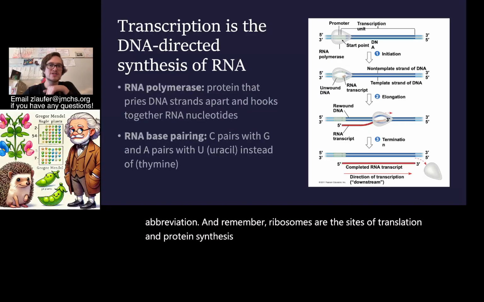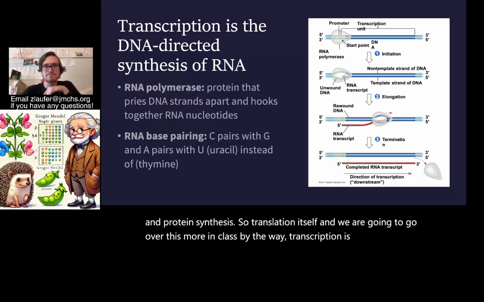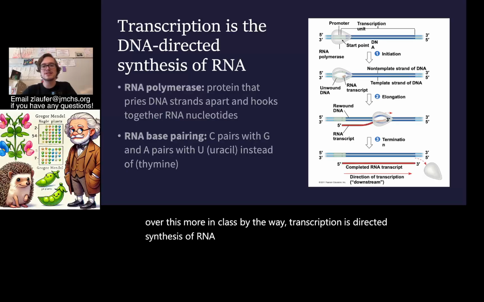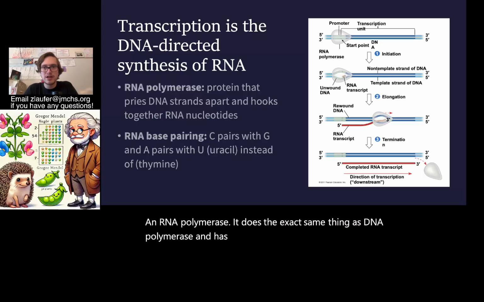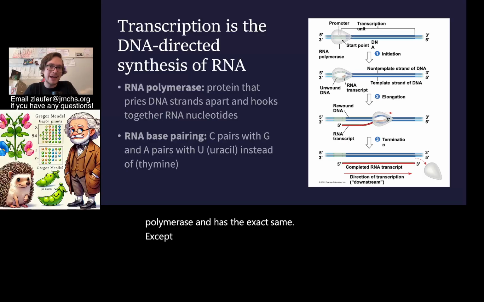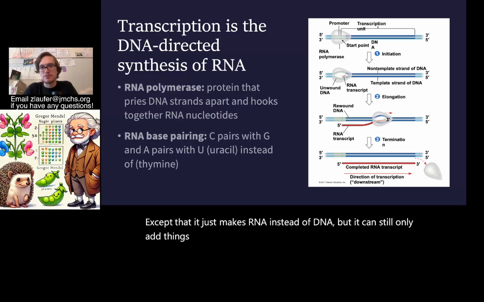So translation itself, and we are going to go over this more in class, by the way. Transcription is directed synthesis of RNA. So it uses an RNA polymerase. It does the exact same thing as DNA polymerase and has the exact same restrictions, except that it just makes RNA instead of DNA. But it can still only add things onto the 3' end of the growing strand.